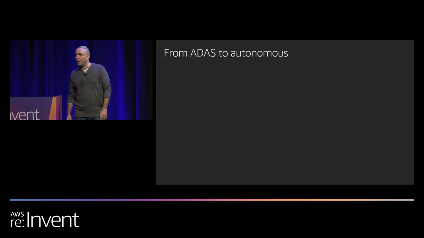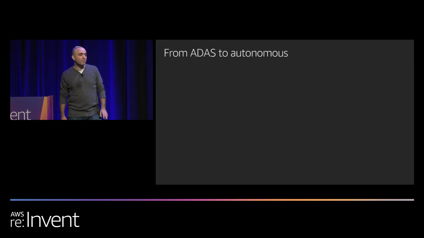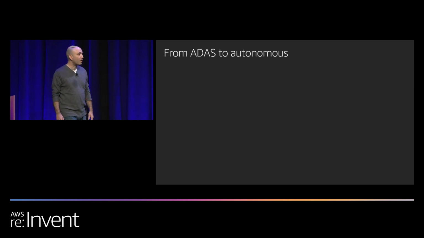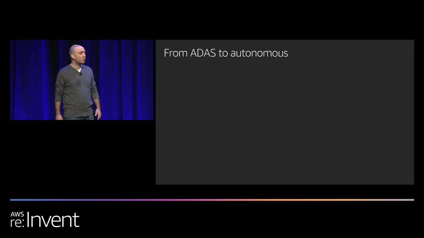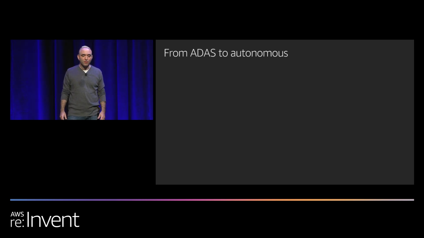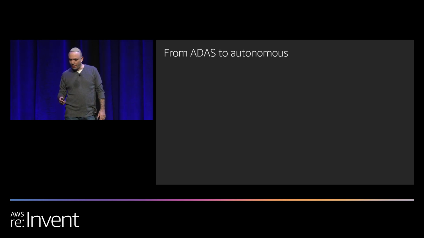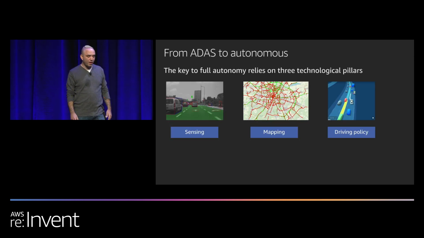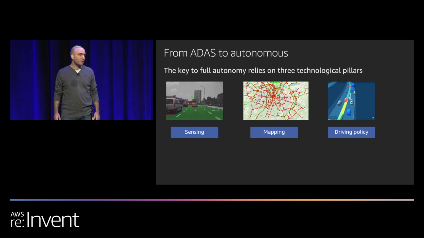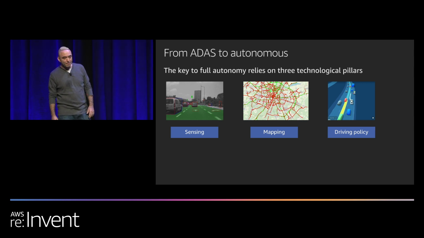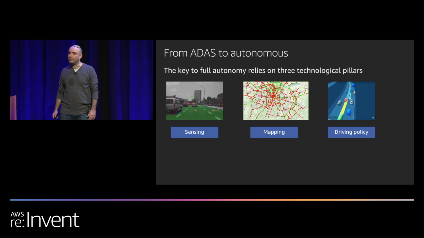No introduction to Mobileye would be complete without a few words about autonomous vehicles. Our goal at Mobileye is to continuously increase the level of autonomy of the vehicle up to its eventual full autonomy. Mobileye views full autonomy as relying on three technological pillars: sensing, mapping, and driving policy.